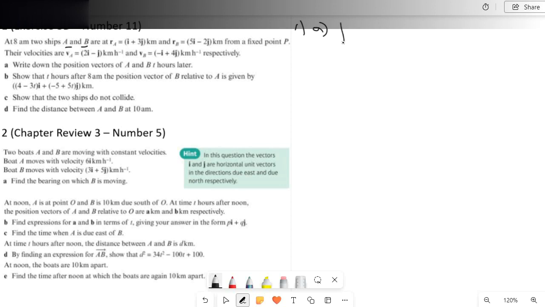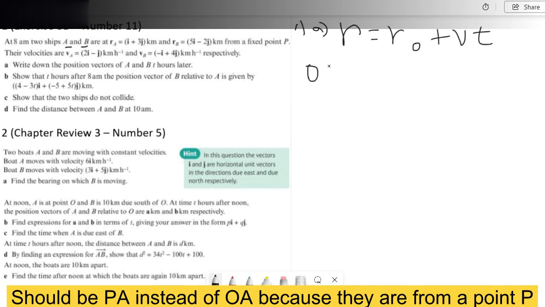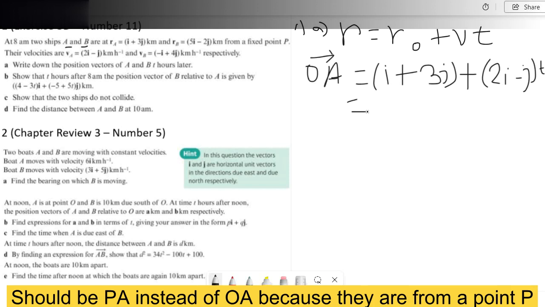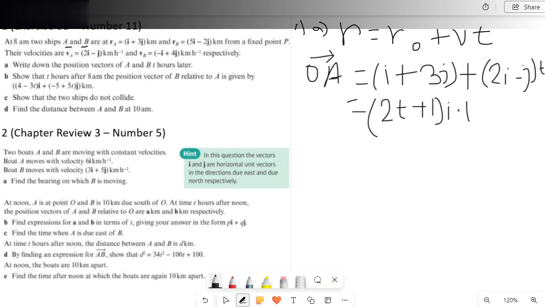So here we have to use the formula r equals r0 plus vt, because the velocities are constant. For A we can say that OA, or the position vector of A with respect to O, is r0, which is i plus 3j kilometers, plus velocity times t, which is (2i minus j) multiplied by t, equal to, combining the i and j components, (2t plus 1) i plus (3 minus t) j.